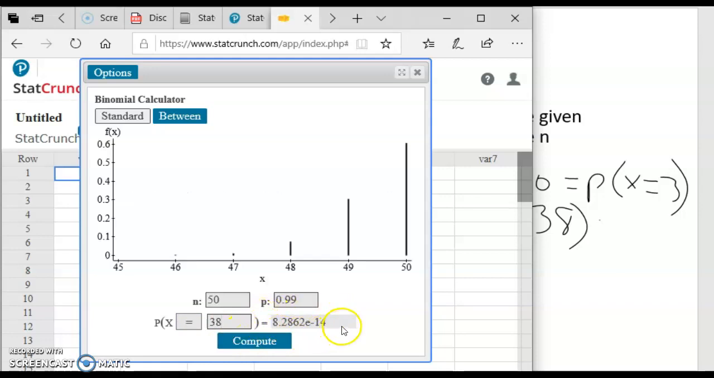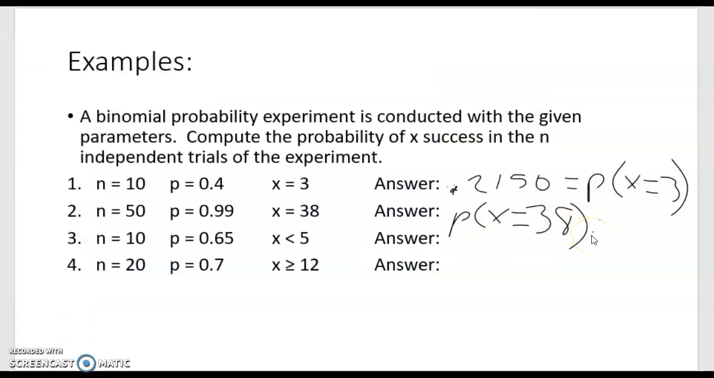And I want you to notice the scientific notation here. We've got 8.28 E negative 14. That means we want to move that decimal 14 places to the left, and then put zeros in front of that. So we would have 0.000, 13 zeros there, and then the 8. So that's going to be a super small number. We're going to say that's approximately equal to 0.